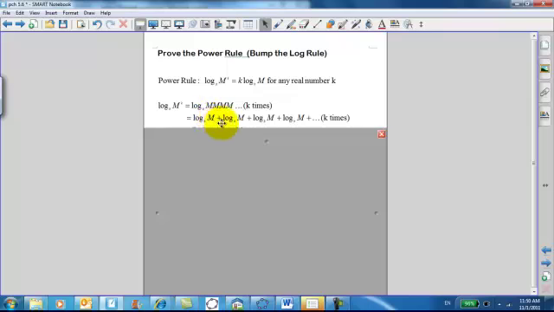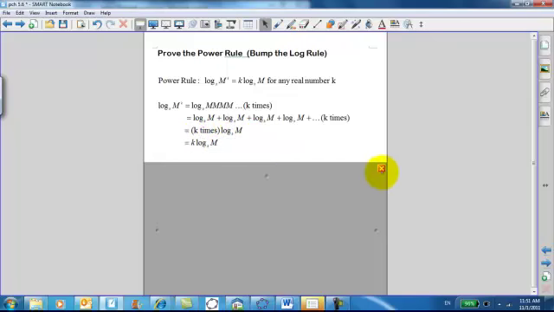So it's log base b of m plus the log base b of m plus the log base b of m plus the log base b of m, k times. So we're adding up something together k times. That's a definition of multiplication. That's k times the log base b of m.